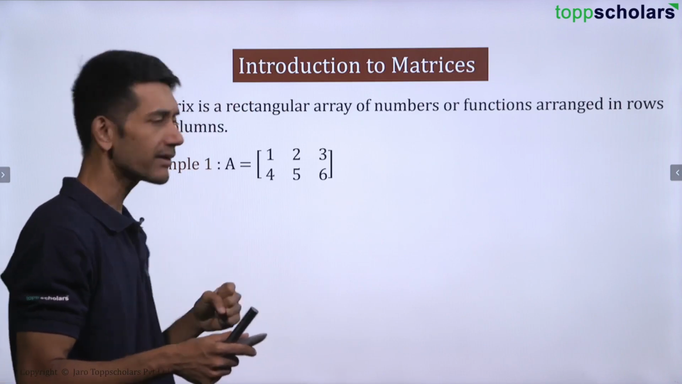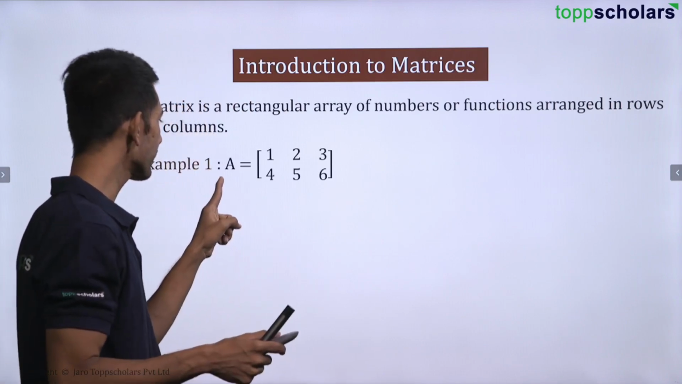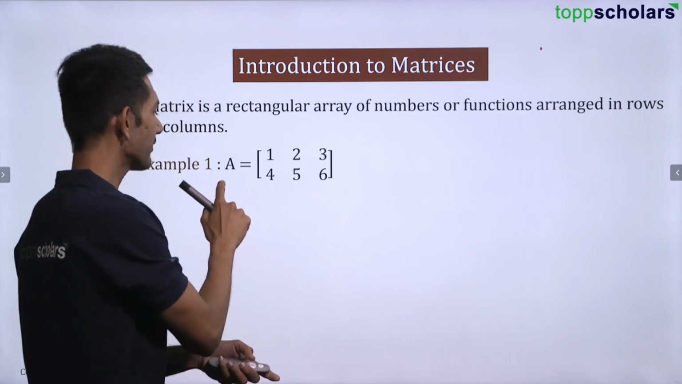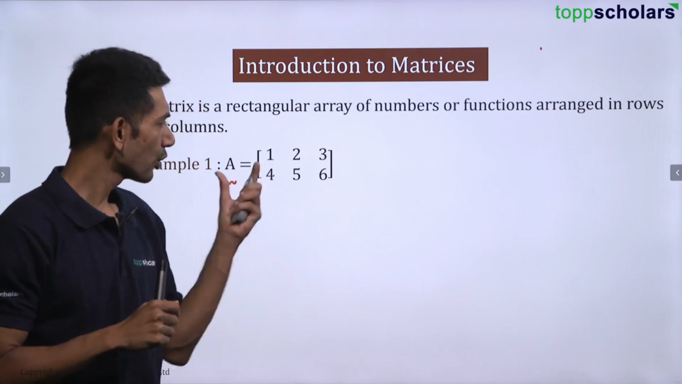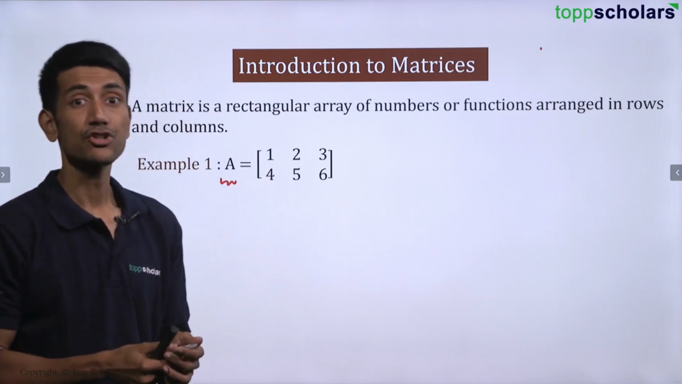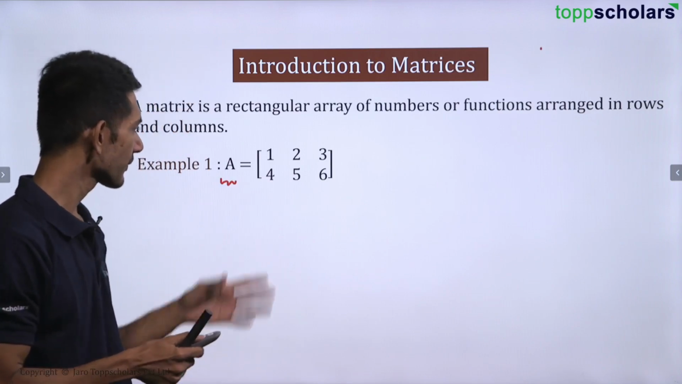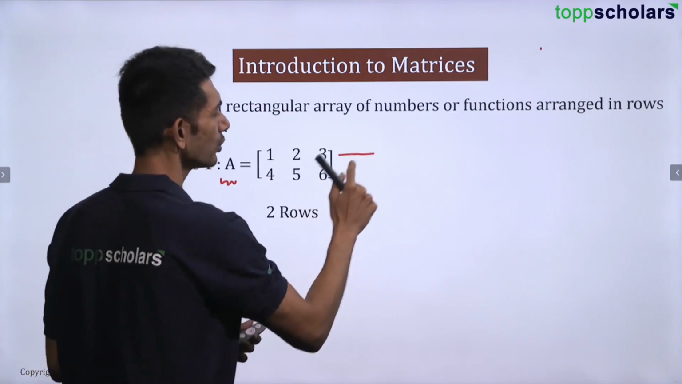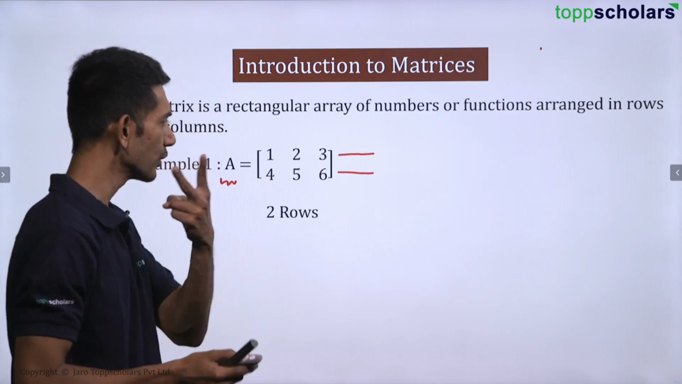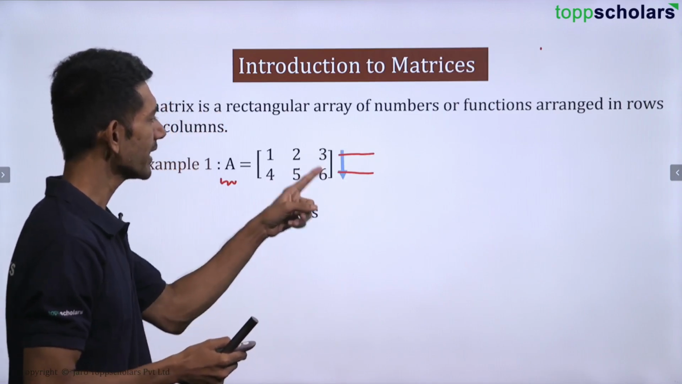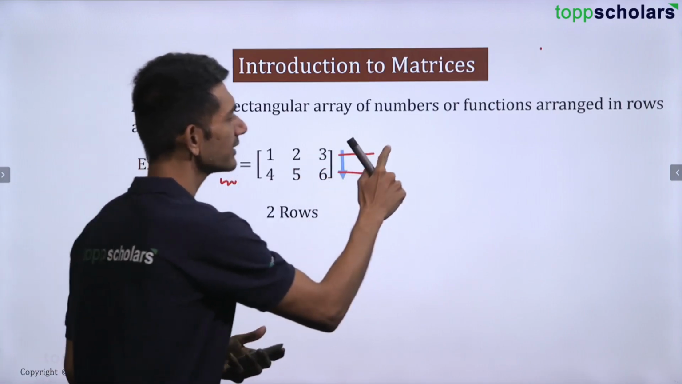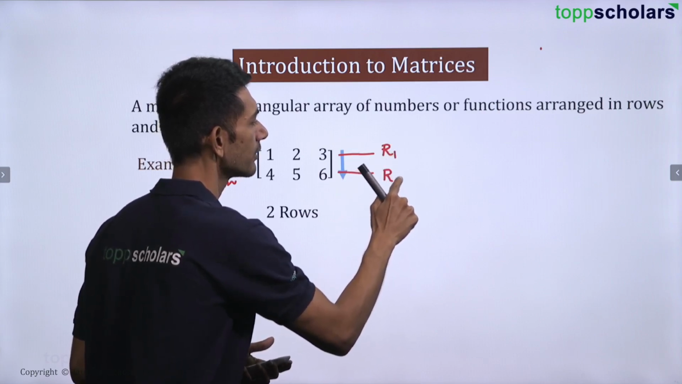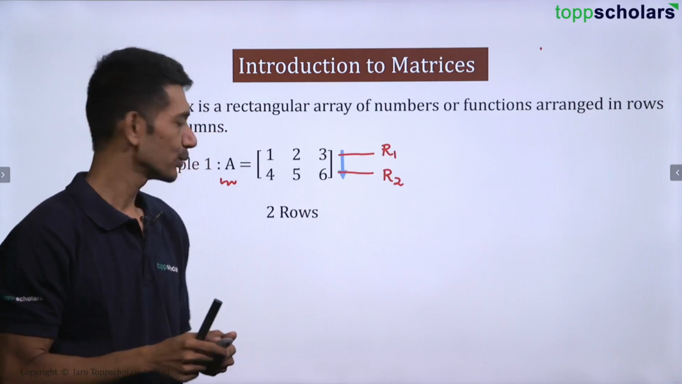Observe that we have a matrix. The name of that matrix is matrix A, right? Observe there are numbers arranged in rows and columns, isn't it? So here there are two rows. Horizontal are rows like this. Two rows, right? You can also call this R1, that is row 1, and this is row 2, R1 and R2.